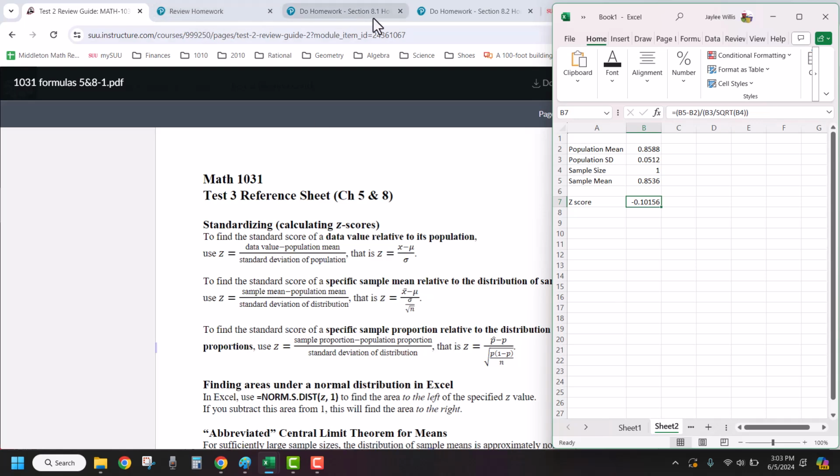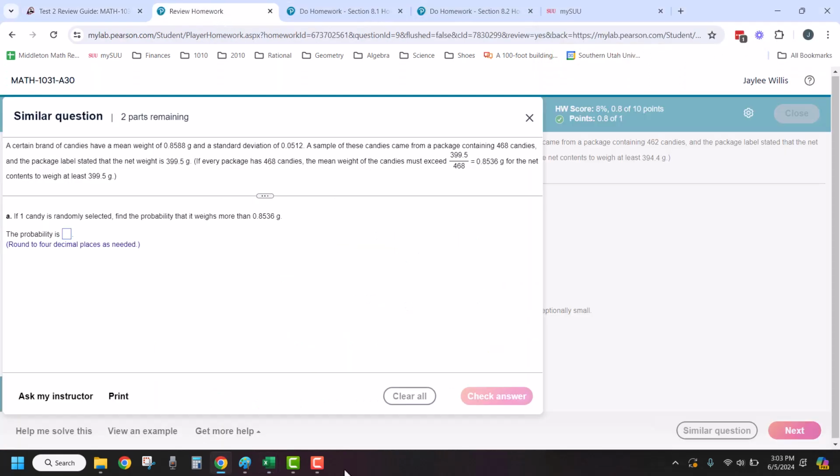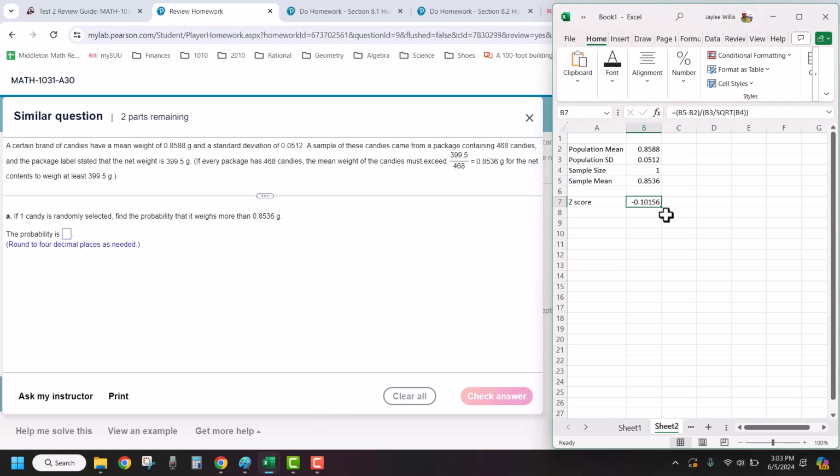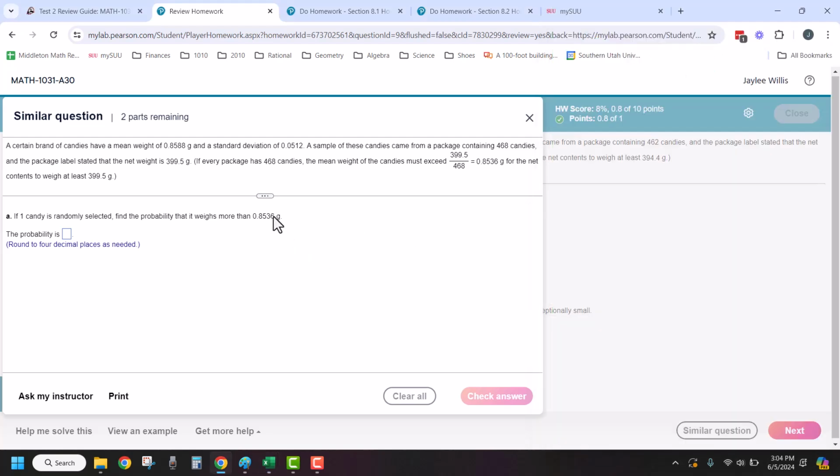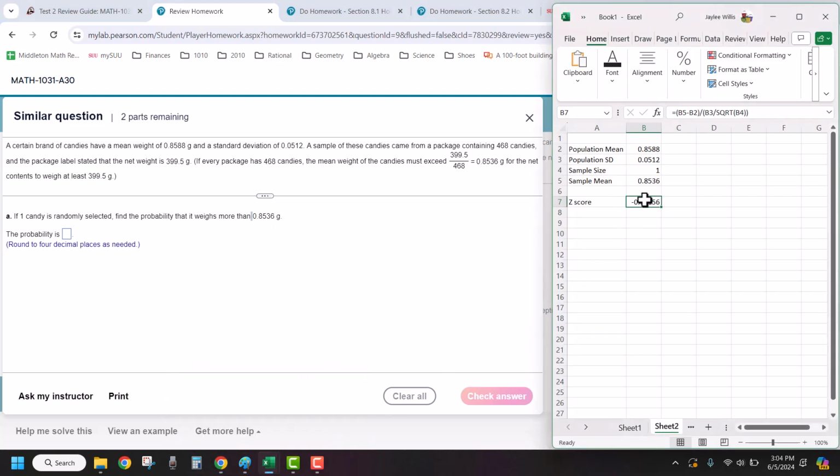0.101. So going back to the question that I'm working on, what this is saying is that selecting a single random candy that is 0.8536 grams is just a teeny bit below the mean, which makes sense because if we look at this number and compare it to the population mean of 0.8588, this number is just slightly smaller than this one. And so that z-score makes sense.